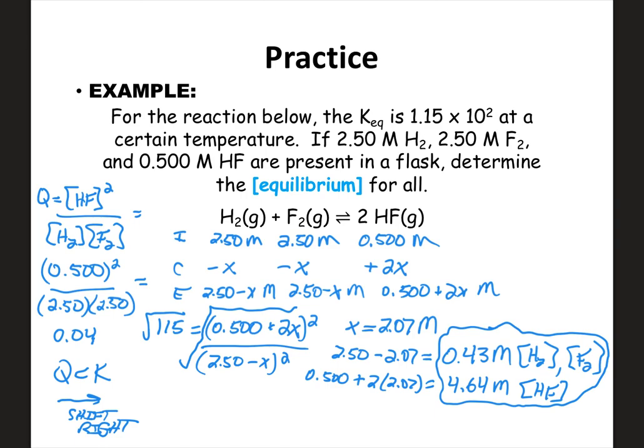Since we knew it was going right, we knew that the reactants were going to be used up or negative, and the product was going to form or be positive. So look for chances to simplify your work with perfect squares. Otherwise, you might have to do the quadratic for some of these problems.